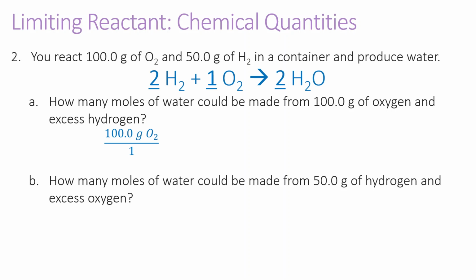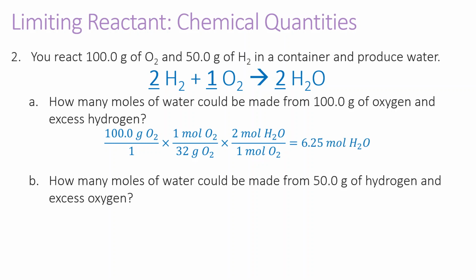If we start with 100 grams of O2 over 1, we're going to cancel out grams of O2 and convert that into moles using the molar mass. And then we want to change mole of O2 into mole of H2O. So 1 mole of oxygen is going to weigh 32 grams. So oxygen weighs 16 grams per mole. So O2 is going to weigh 32 grams. And my mole ratio here is 2 to 1. So that 100 grams of oxygen can make 6¼ moles of water.